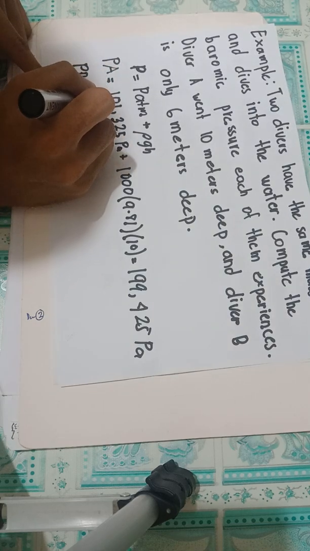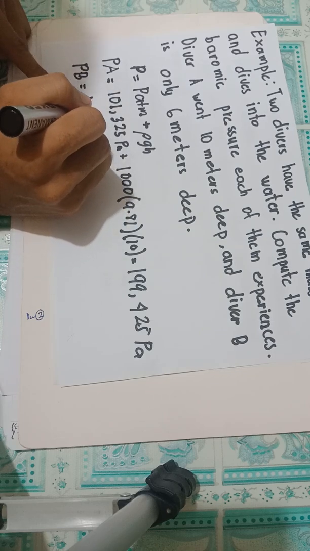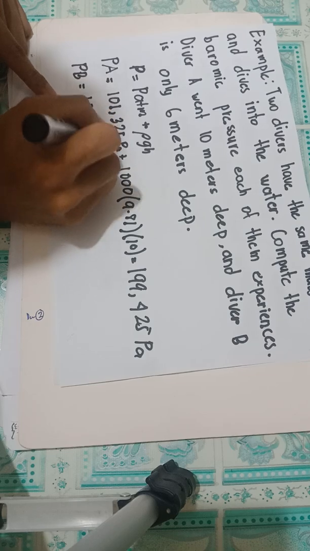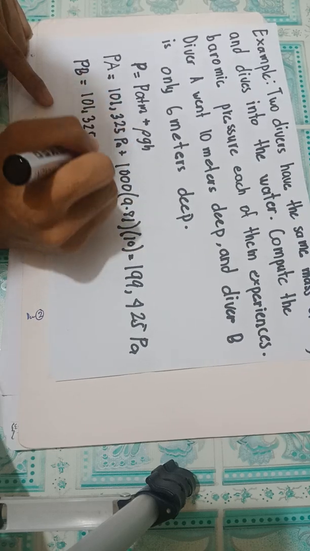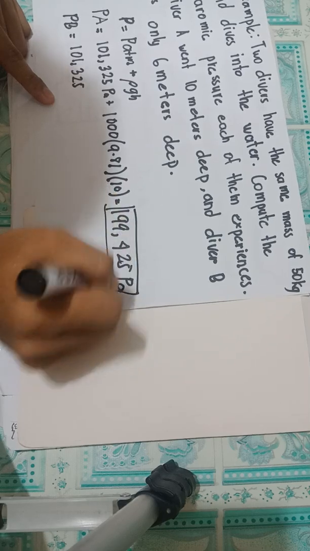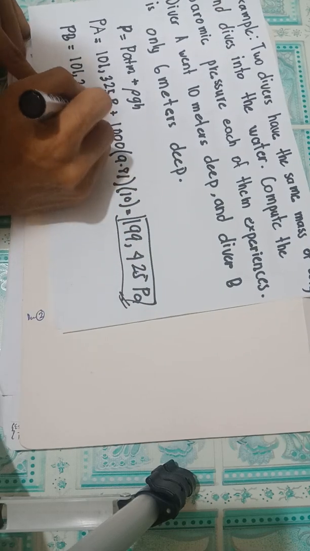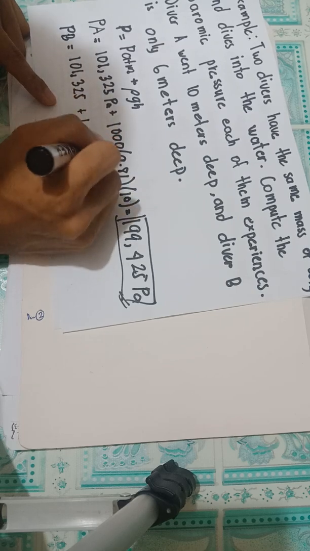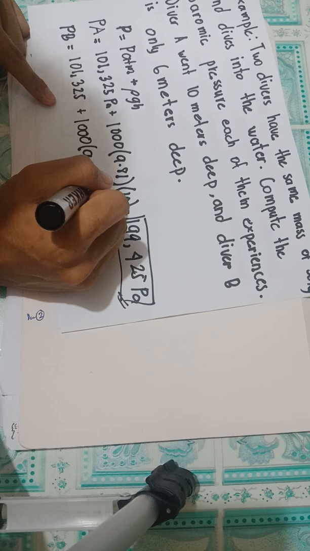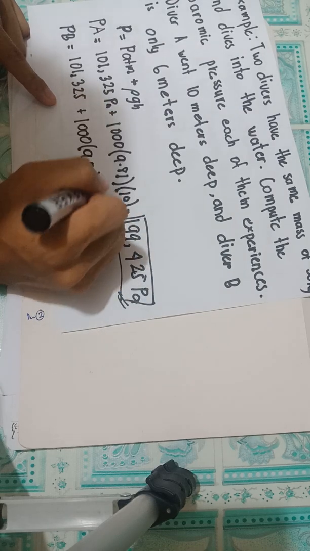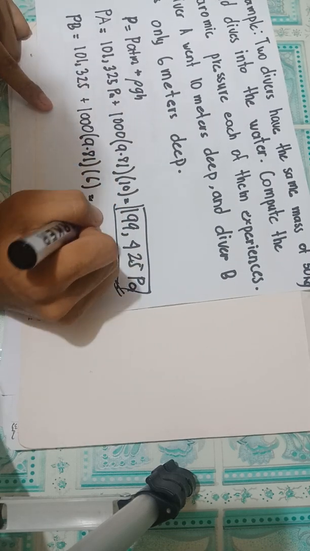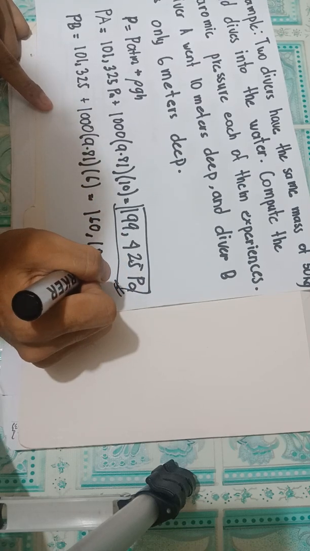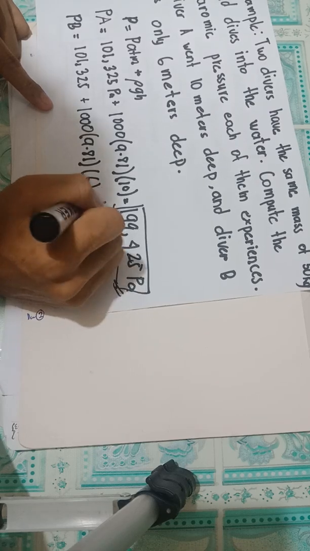And for our diver B, we are also going to do the same. Our atmospheric pressure plus our gauge pressure. So atmospheric pressure is 101,325 Pascal plus our water density times gravity and times the 6 meters deep. This will be 160,185 Pascal.